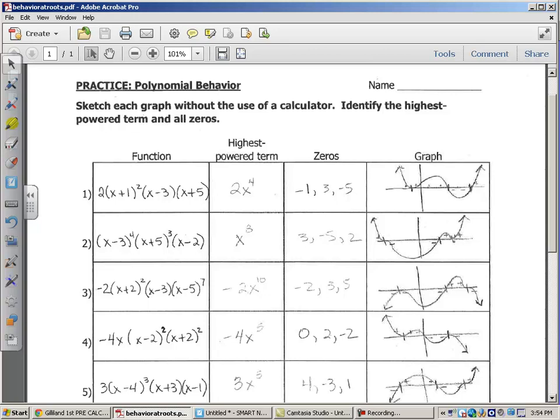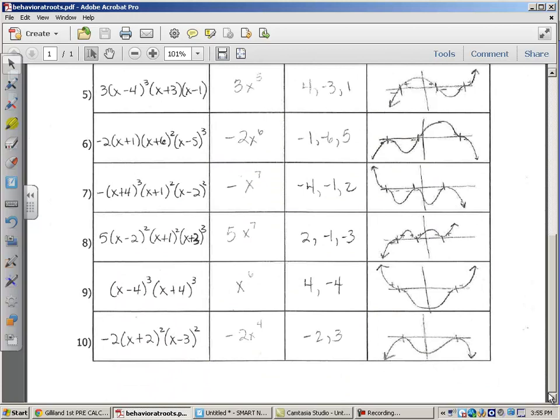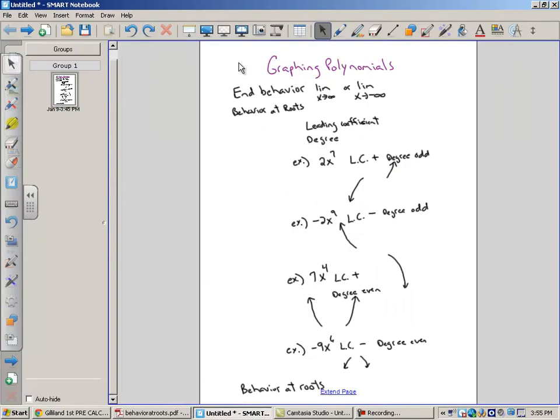And then out at 3, the graph is tangent because it's got an even degree on it. So it bounces up that way. All right, so there's examples here, but I want you to watch me draw one. So let's come back here to our little notebook and give me a new page.